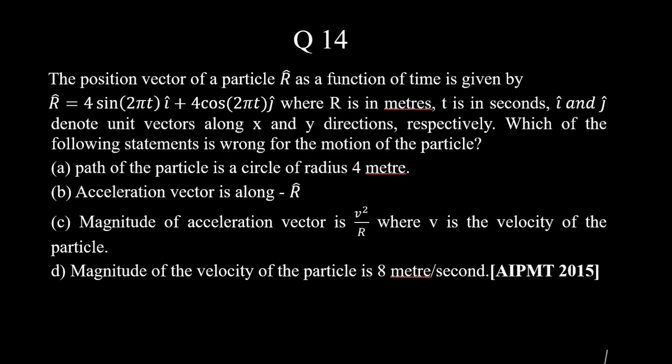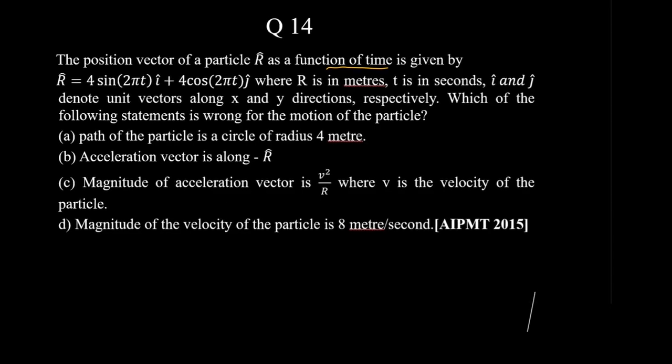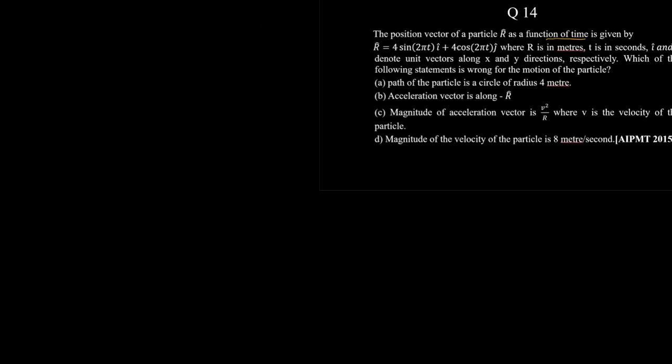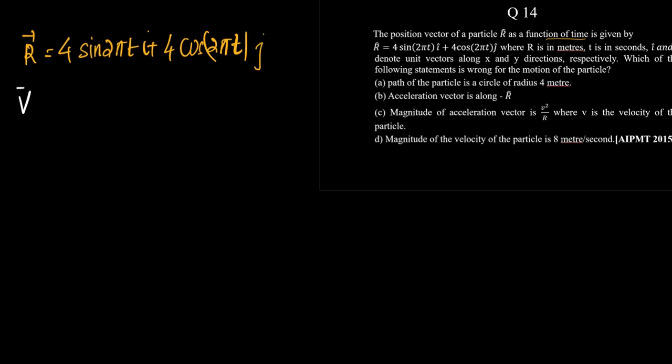The position vector of a particle r is given as a function of time as r is equal to 4 sin 2πt. So we've been given that r is equal to 4 sin 2πt î plus 4 cos 2πt ĵ. So if we are doing this in the examination hall, we should be doing it like this.